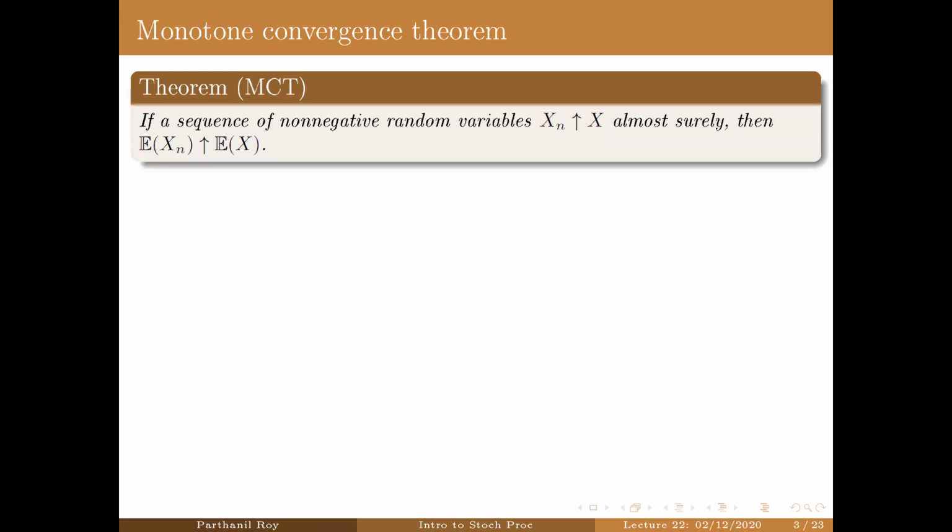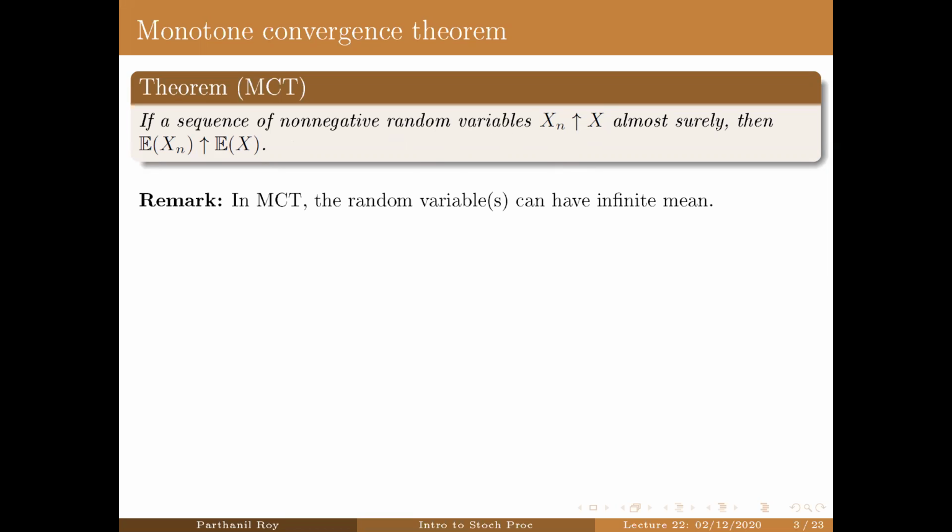Now there are various sufficient conditions. One is obtained from the monotone convergence theorem, which says that if the sequence is of non-negative random variables and it increases to X almost surely, then expectation of Xn increases to expectation of X. Of course, if Xn increases, expectation of Xn also has to increase. The point is the limit is expectation of X.